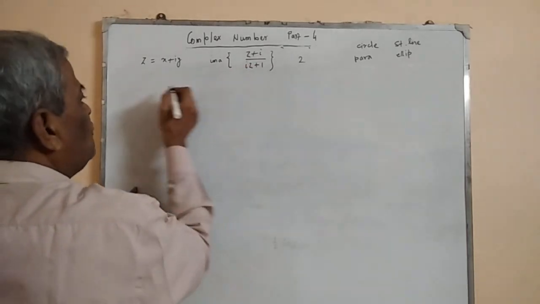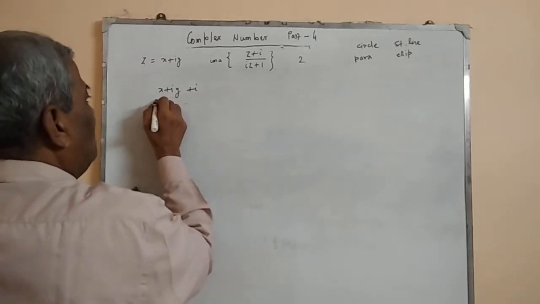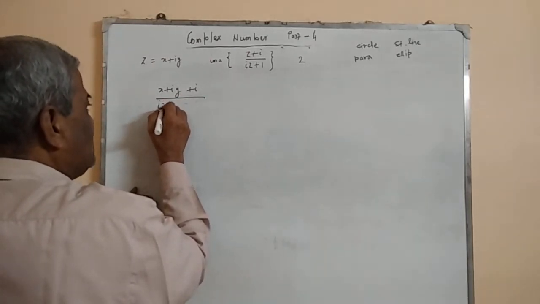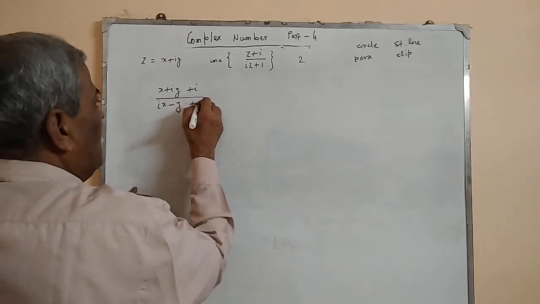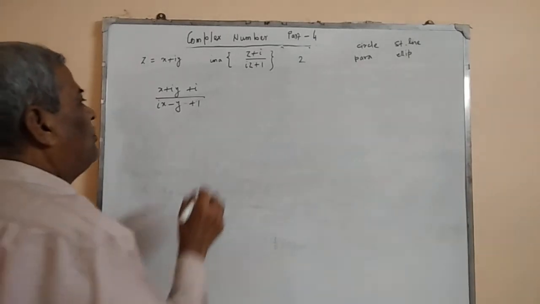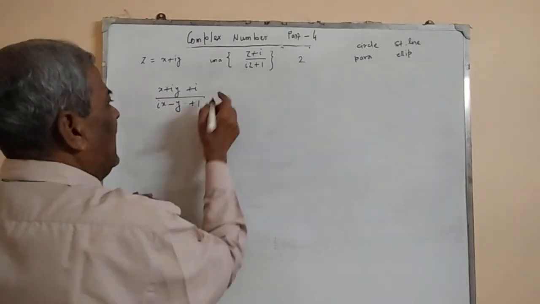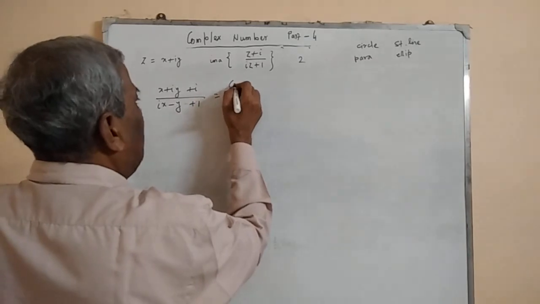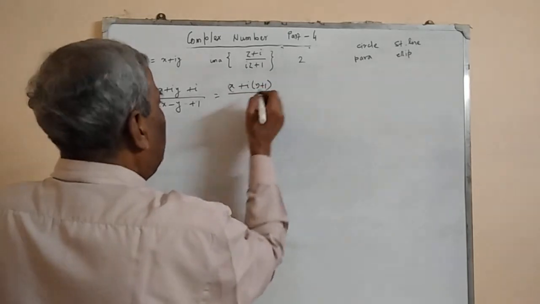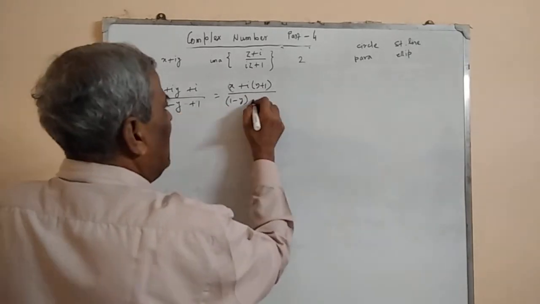putting there, it is actually z means x plus iy plus i divided by iz, which means ix minus y plus 1. This is equal to that. Now multiply by the conjugate of the denominator to make it real. How? So it is equal to x plus i into y plus 1 divided by, it is 1 minus y, the real part, plus ix.